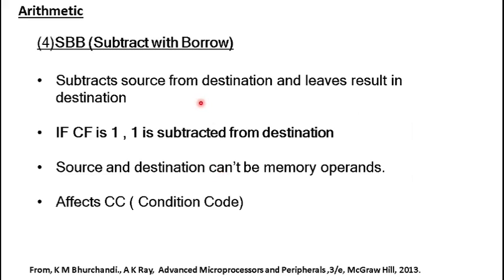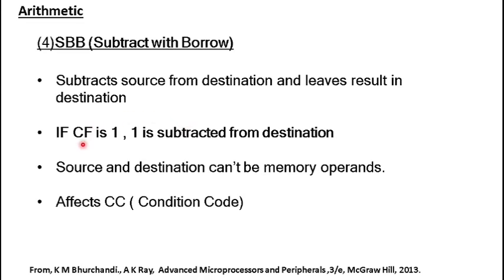Now we have a variant of subtract known as subtract with borrow, just like we have a variant for add, like add with carry. What subtract with borrow does is it performs just like a subtract, but its final action is dependent on the CF, that is the carry flag. It will subtract the source from the destination and leave the result in the destination. Then after that it will check the CF or the carry flag.